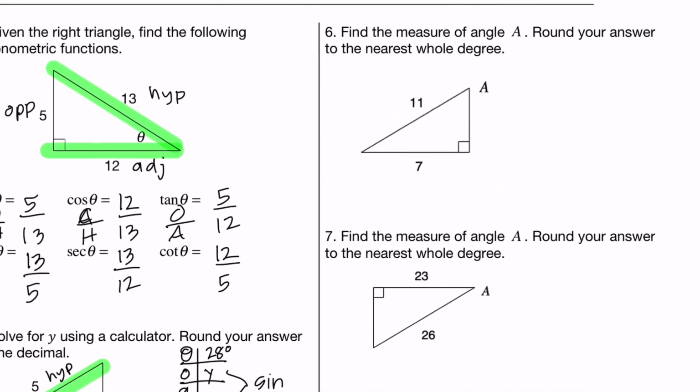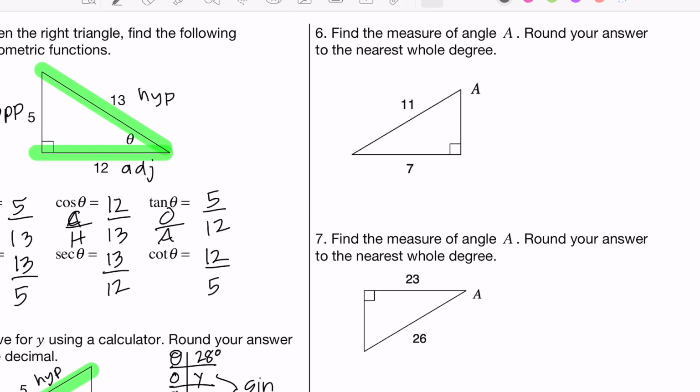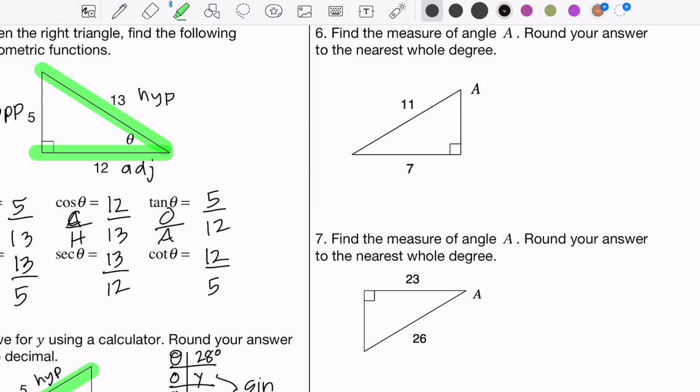Okay, so we're going up here. We have to find the measure of angle A. Because it's an angle, we know we're going to be using inverse trig. So these are the sides that make up angle A. This is the hypotenuse, and this is opposite. No, it's not. The highlighted part is always adjacent, and this is opposite.